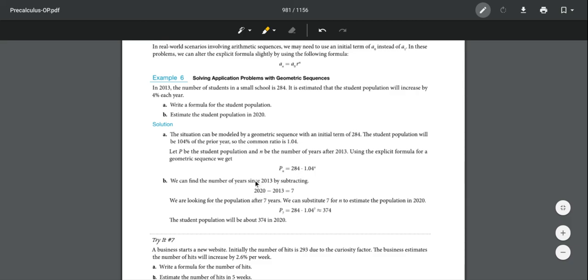So we want to find the population in 2020 with 2013 being year 0. So we're just going to subtract the 2, so it's 7 years later. So 7 is going to be our n. Plug that in. We get approximately 374 students. Remember to round to the nearest student because it doesn't make sense to have a partial student. So that would be the answer for that.